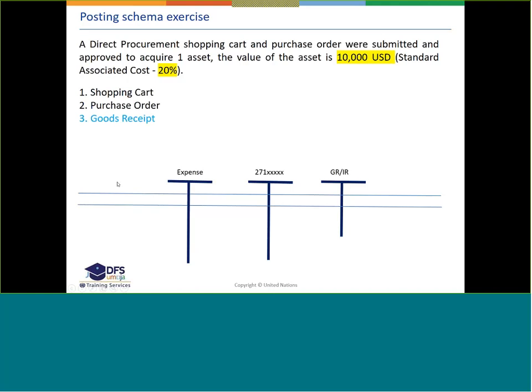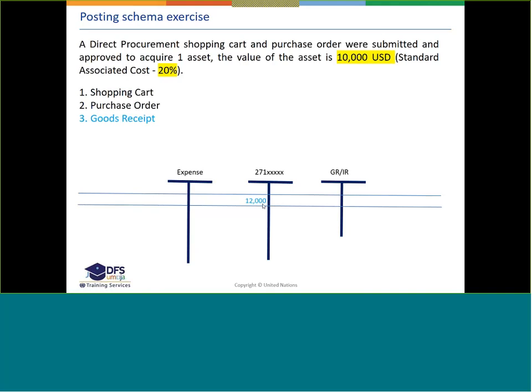So when the good receipt is posted in the 271, be careful with this one. What is the value of the asset that we are going to capitalize? We are not capitalizing only 10,000. We are capitalizing 10,000 plus 20%. So we are debiting the 271 account with $12,000.